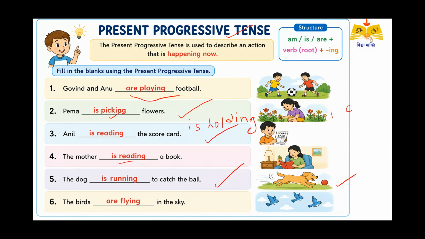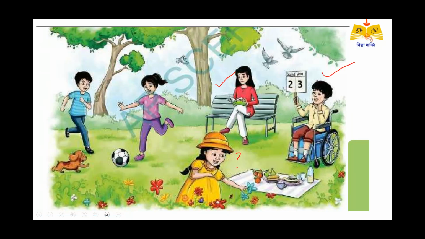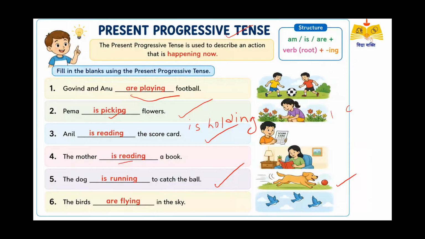The action is happening. Now you saw this one, birds. The birds dash in the sky. So what you will write in the present progressive tense? The birds are flying in the sky. Observe these sentences and see how the present progressive tense is used. Okay?